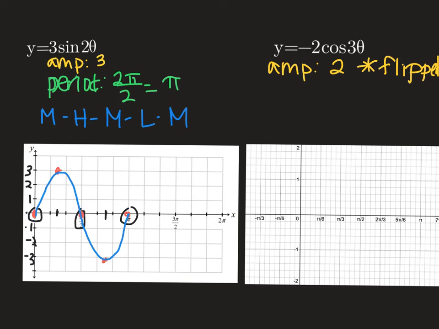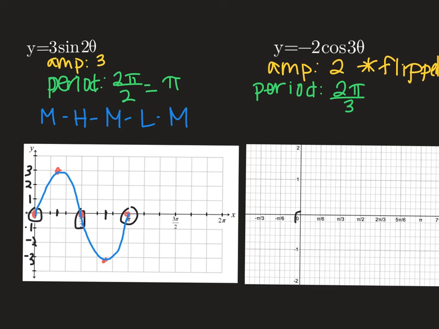Okay, so through those 5 points. Now let's look at this period, because this period's kind of a mess. I know that to find my period, I take and divide 2 pi by the absolute value of 3, which means that this graph starts at 0 and ends at 2 pi over 3. Okay, well, if we do that, I need to come up with 5 total points that are happening.